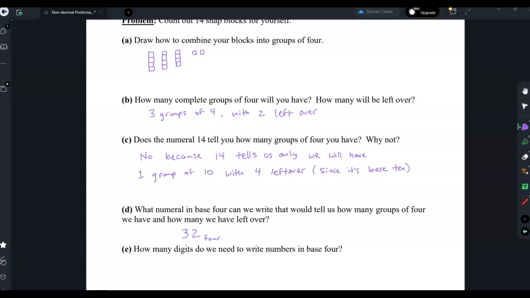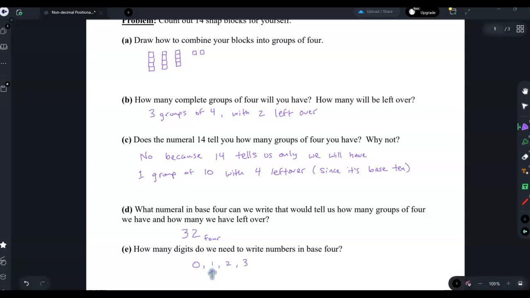And in terms of how many digits do we need to write numbers in base 4? So we can think we would need a symbol for 0. And then we would count 1, 2, 3. And then when we get to 4 is when we regroup, right? So now all of a sudden, when I get to 4, I would say, okay, I'm going to regroup those 4 as one group of 4 with 0 left over. So then I'm just going back to using this symbol.